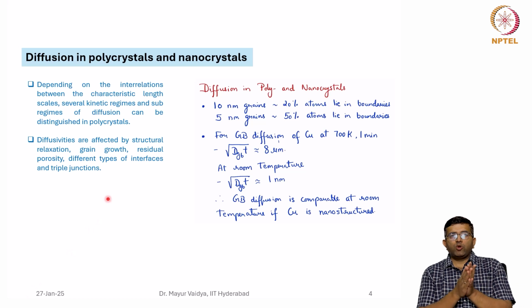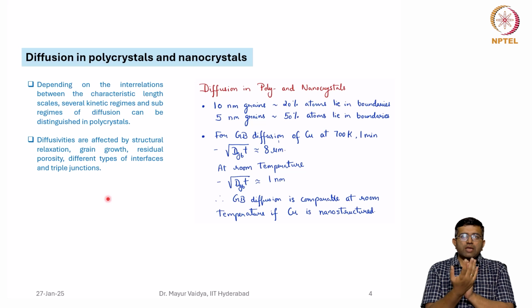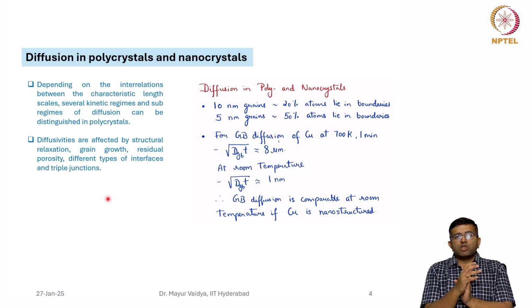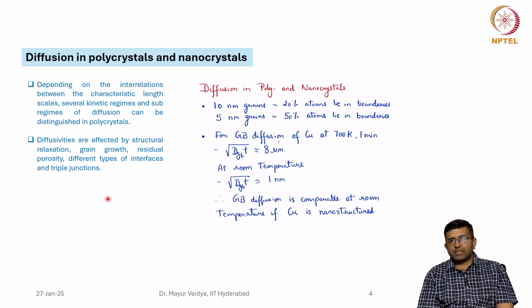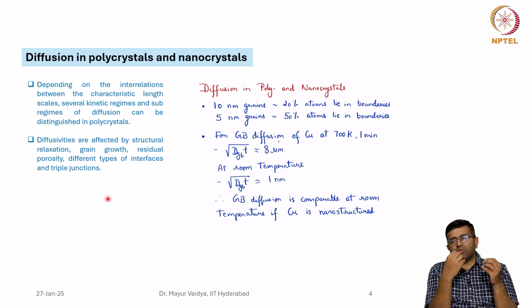Now, diffusion in polycrystals and nanocrystals. To understand that, again, we use the kinetic regimes. Depending upon the relation between the diffusion depths along the grain boundaries, along the length and so on, and how it compares to the grain size, kinetic regimes are defined. In addition, in nanocrystalline materials, diffusivities are affected by structural relaxation, grain growth, residual porosity, and different types of interfaces and triple junctions. For example, triple junctions are defects which can contribute to diffusion.